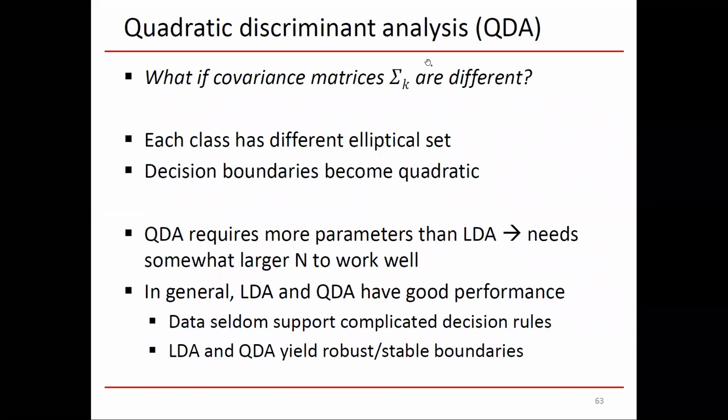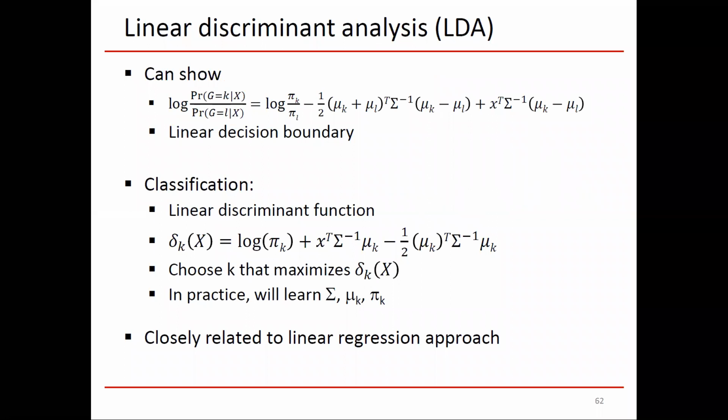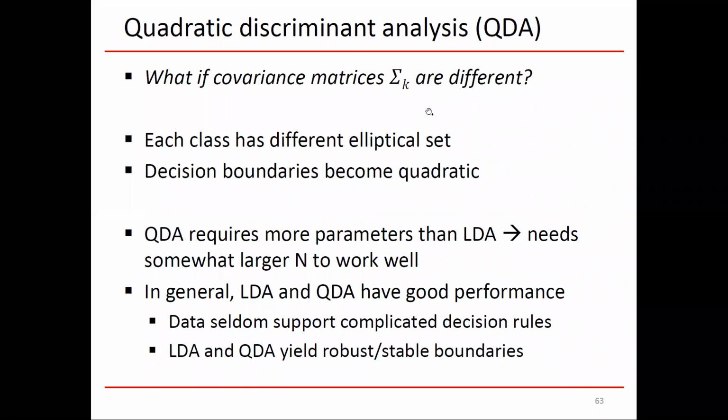And now, QDA, quadratic discriminant analysis. In LDA, we're assuming that the covariance matrices are the same. Let me go back to the previous slide. When they're all the same, we had the same sigma inverse here. When they're different, each class has a different elliptical set. And when different classes have different elliptical sets, the decision regions are no longer lines. They can become quadratics. QDA requires more parameters than LDA. Not only do we need to estimate one covariance matrix, we need to estimate all the covariance matrices, one per class. To get this to work reliably, we need more data. We need a somewhat larger N.